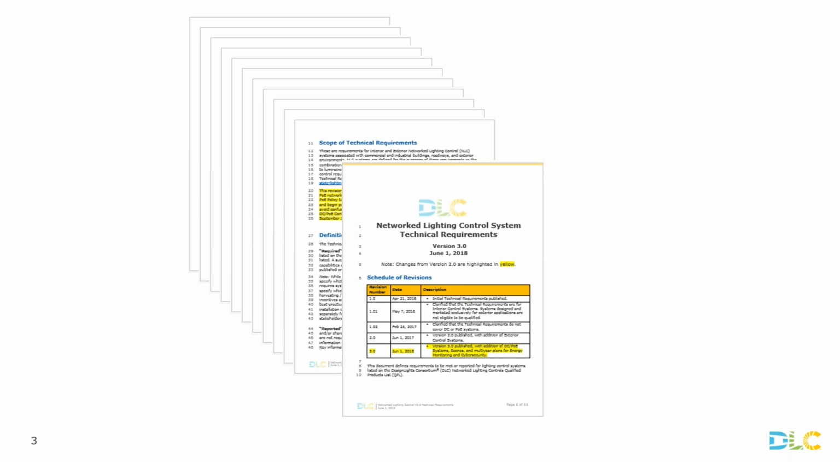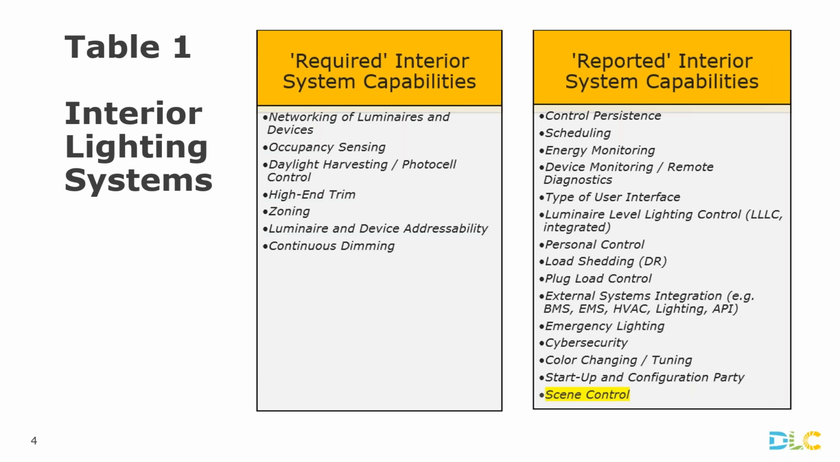The technical requirement is an 11-page document with a few pages of text at the beginning, followed by 3 tables. The changes from last year are highlighted in yellow. Each table has a list of 23 capabilities or functions that a networked lighting control system can perform. Table 1 applies to interior systems. On the left, these 7 capabilities are required for all products on the DLC Qualified Products List, or QPL.